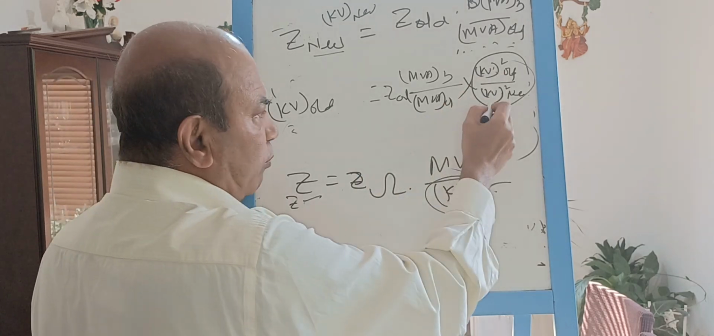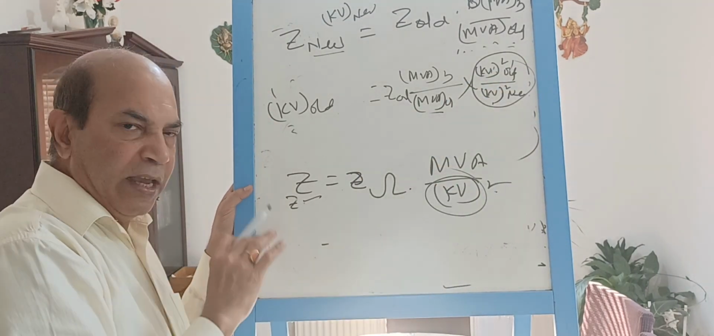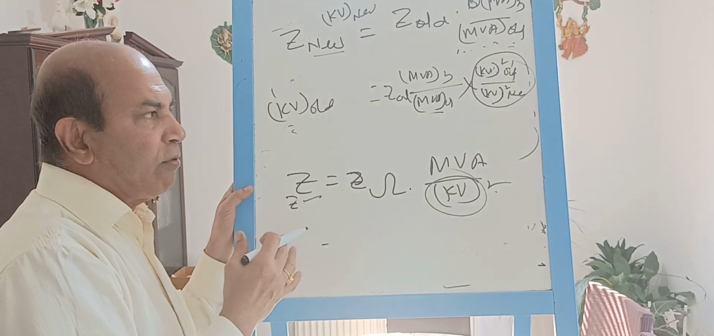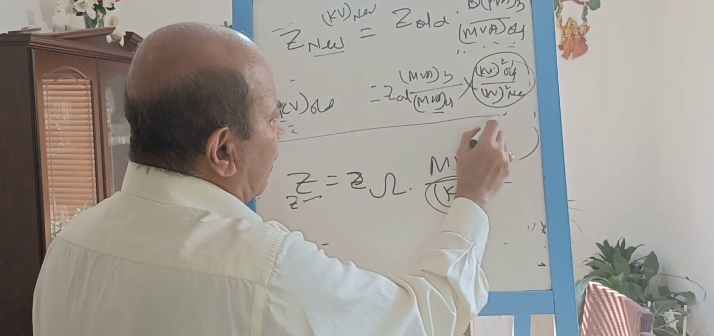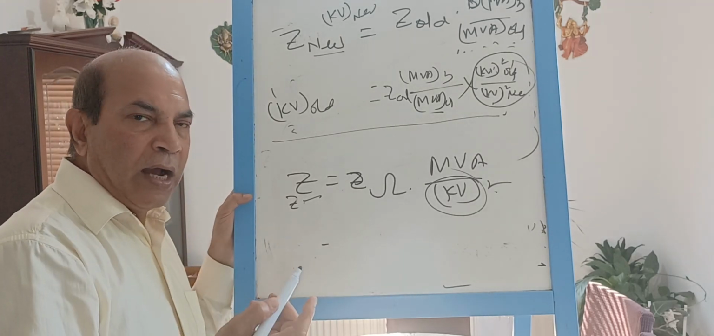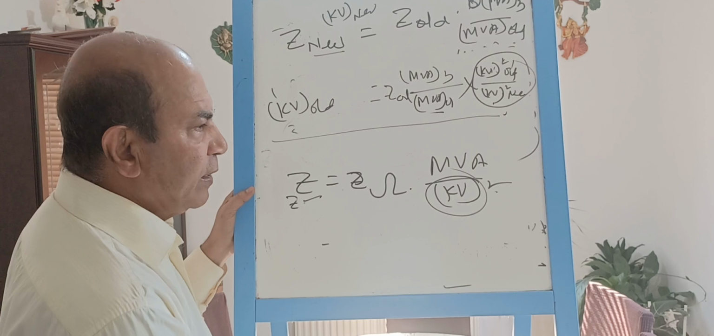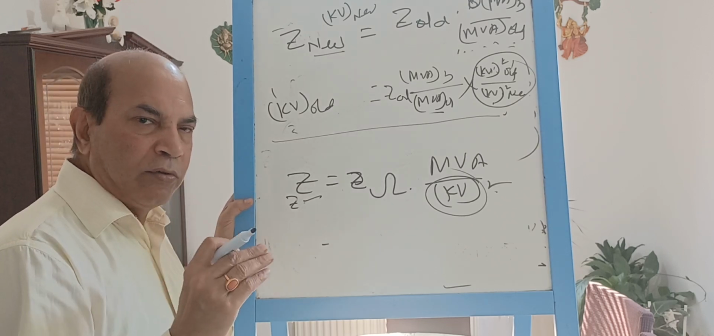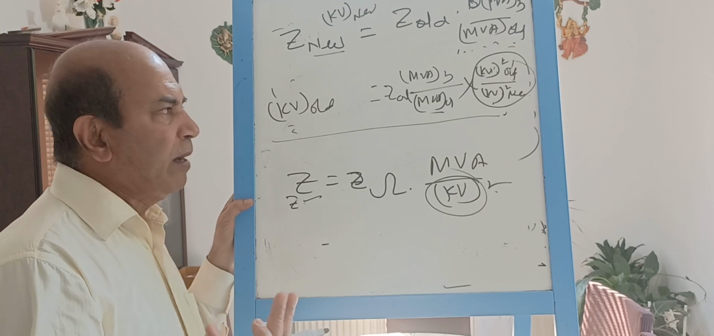Now if both voltages are the same, this will be cancelled and only the MVA ratio remains. But if the voltage level we are considering in the base and the equipment is different, then that reverse factor applies. That is the conversion formula from one MVA base to another. Okay, so these are the three things. In brief, impedance we can represent as the ohmic value, as the per unit value, or as the percentage value.